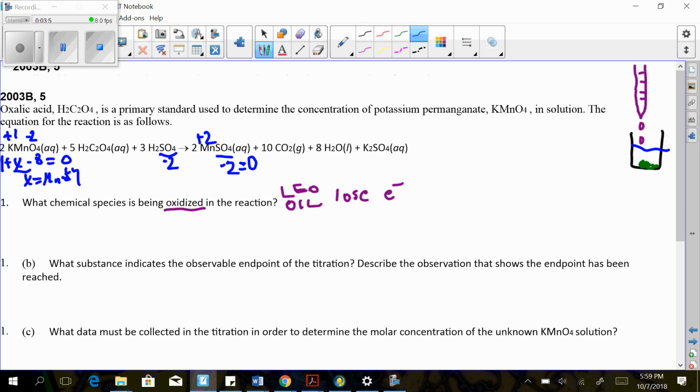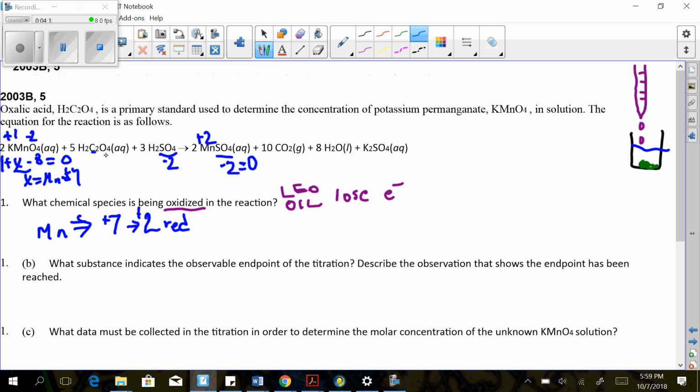And so I have manganese going from a +7 to -2, or sorry, +2. So that is reduced. That is not our oxidation. So let's keep going. Let's find out.